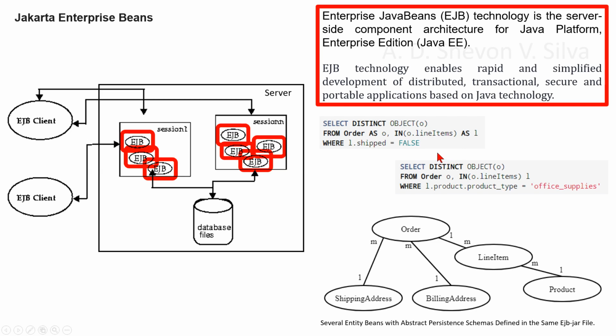A finder method query to find all orders with pending line items might be written as follows. This query navigates over the CMR field line items of the abstract schema type order to find line items, and uses the CMP field ships of the line item to select those orders that have at least one line item that has not yet shipped. Note that this query does not select orders that have no line items.